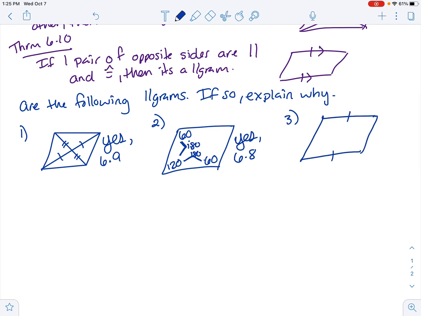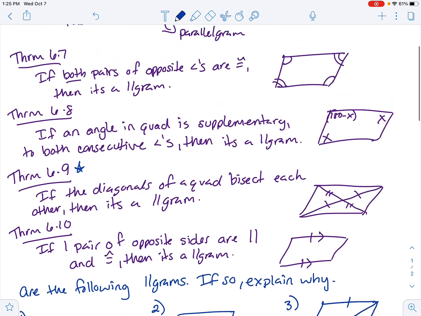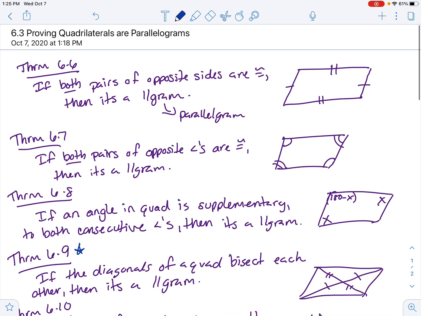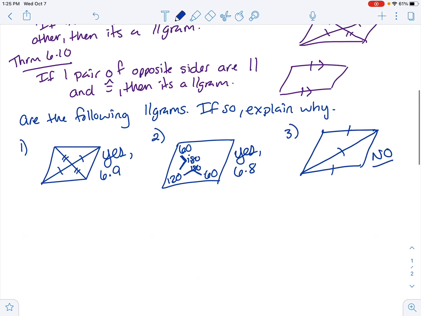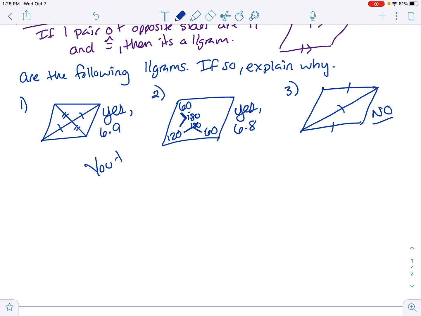What about this one? All right, so this one, I see one of my diagonals has a congruent sign. I see one pair of opposite sides are equal. But if I come up here to my theorems, I have to have both pairs of sides equal or both diagonals bisect each other. And even if I look at 6.10, those opposite sides have to be congruent and parallel. We don't know that about number 3. So can I say that this is a parallelogram? No. Okay, you try this one.